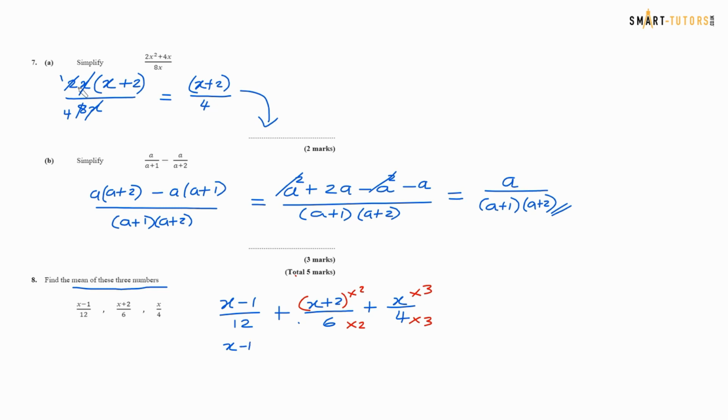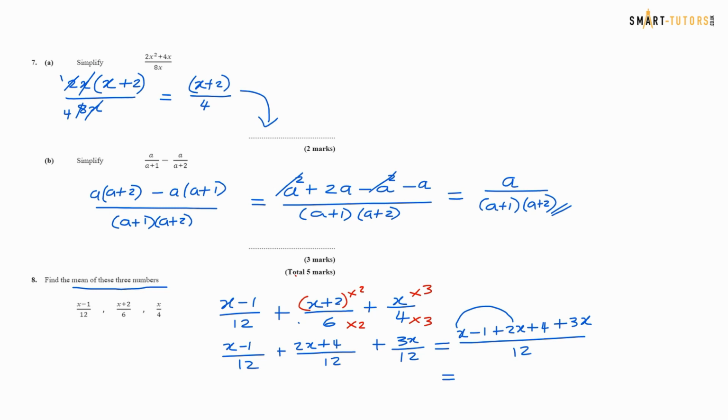X minus 1 over 12 plus 2x plus 4 over 12 plus 3x over 12. So the answer for that one is x minus 1, 2x plus 4 plus 3x over 12. x plus 2x is 3x, 3x plus 3x is 6x, minus 1 plus 4 is plus 3 over 12.